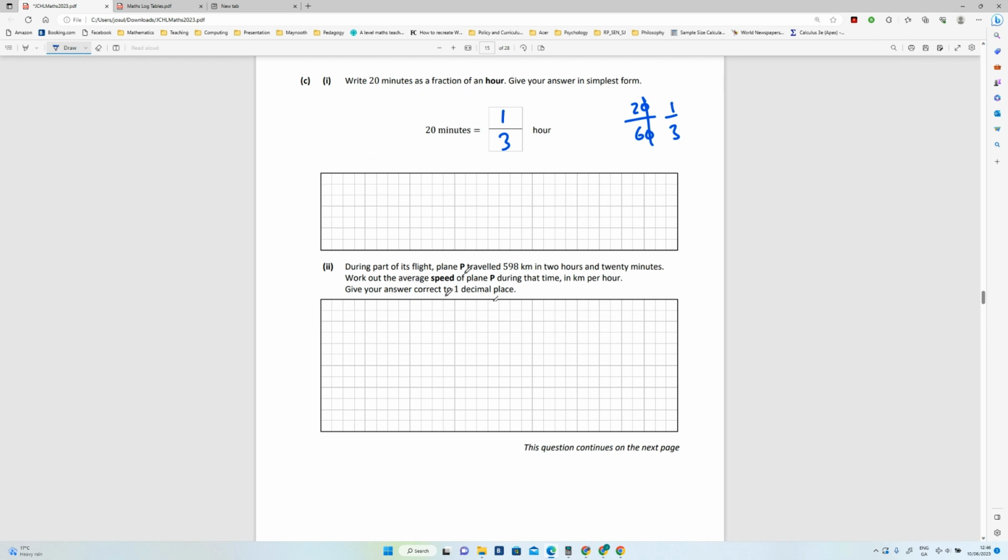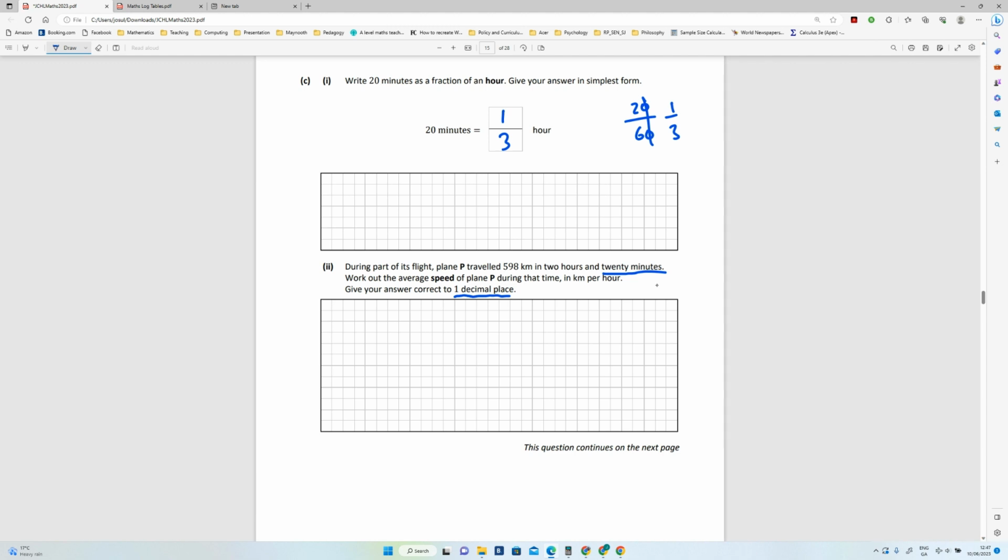Second part, during its flight, plane P traveled this amount in 2 hours and 20 minutes. Now, see the way it's 20 minutes here as well? They want you to use what you've just calculated, I would say, to work out the next part. Work out the average speed of P during that time in kilometers per hour. Give it to 1 decimal place.